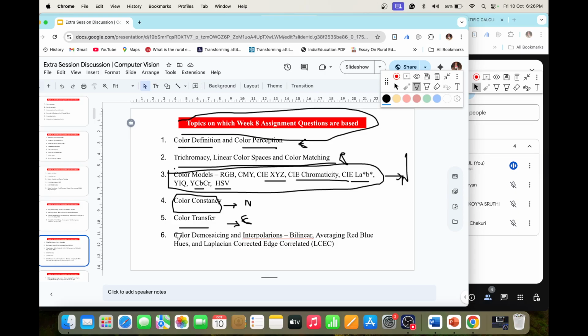And at last, color demosaicing and interpolation, that is very important. That is related to the CFA, that is the color filter array.